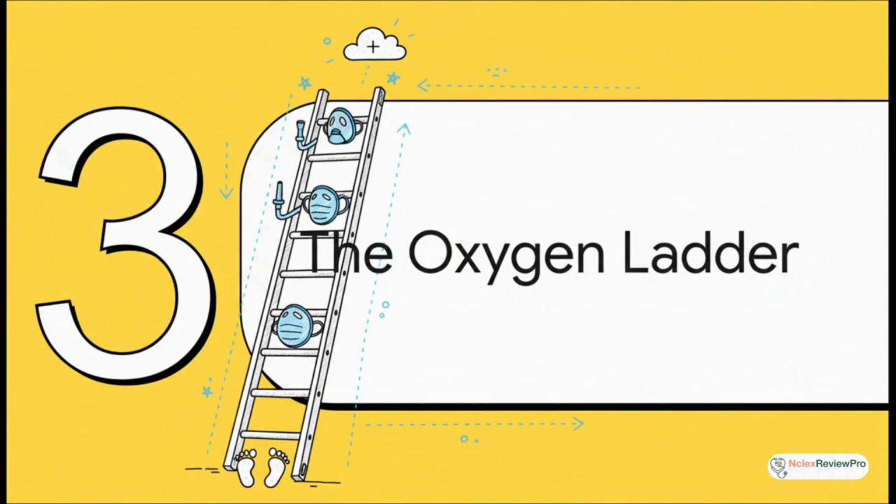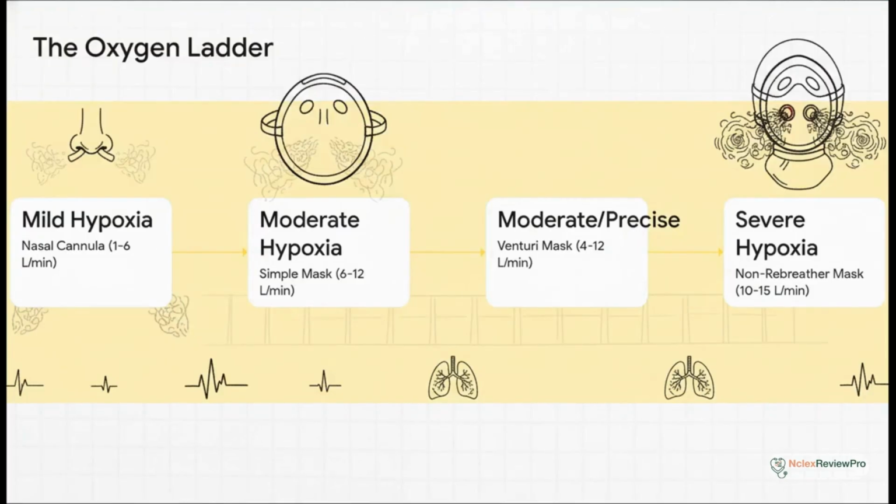Great, but what do you do next? The key is choosing the right delivery device. And I want you to think about this like you're climbing a ladder. You always start with the least invasive option that's going to get the job done. For someone with just mild hypoxia, a nasal cannula is perfect. But as their needs get bigger, you climb that ladder.